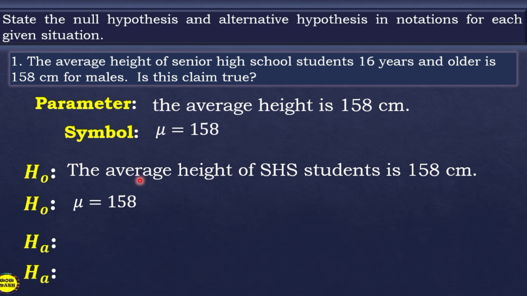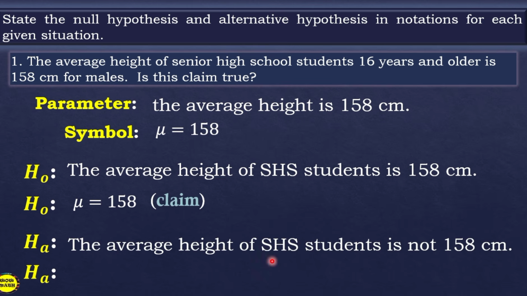Okay, since nakuha na natin yung null hypothesis natin, madali na lang kunin yung alternative. So, kunin lang natin yung opposite ng null hypothesis natin. Since equal yan, so sa alternative hypothesis natin, not equal yung gagamitin nating symbol. So, in statement, the average height of senior high school student is not 158 centimeters. Okay? So, dapat dyan yung word na not kasi yung complement ng null hypothesis natin. Okay? So, in symbol, ang gagamitin nating symbol ay yung not equal sign. Okay? So, okay tayo sa number 1. Proceed tayo sa number 2.